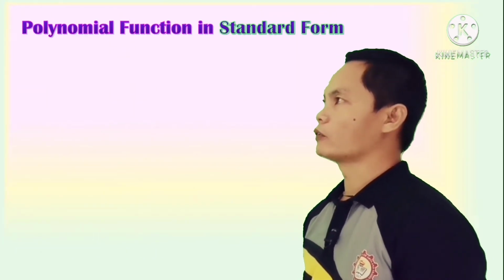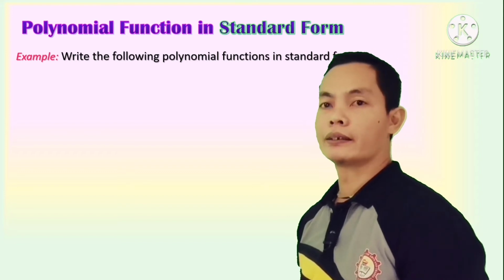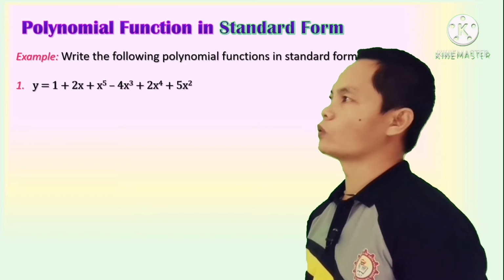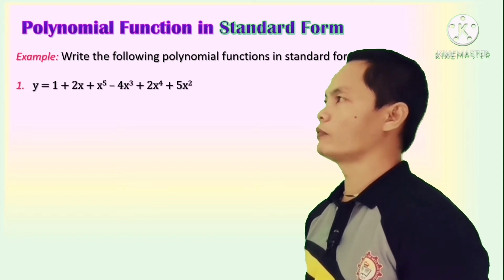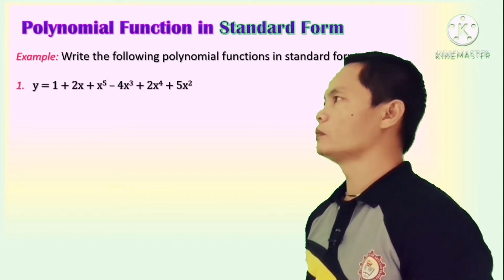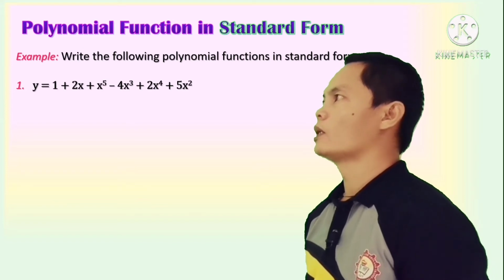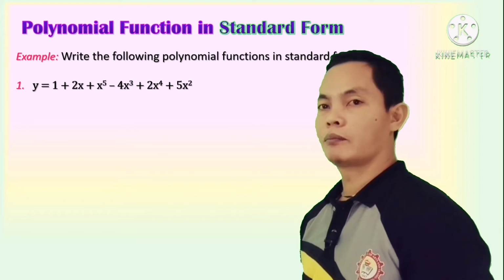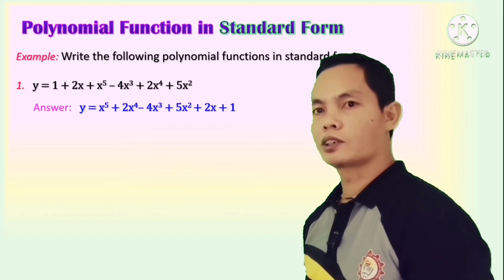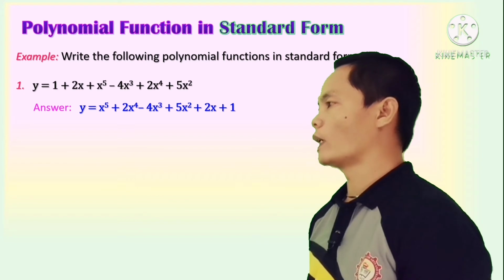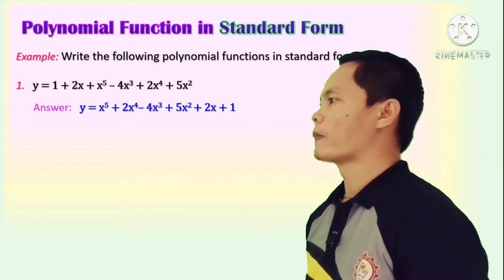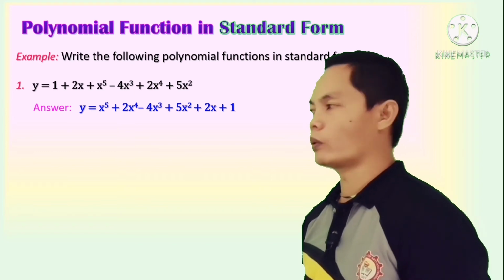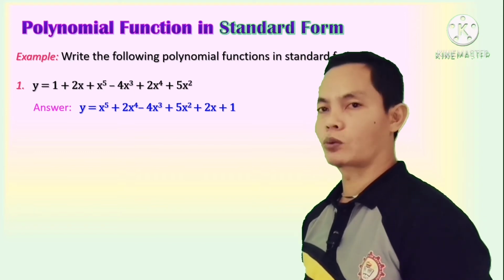Example, write the following polynomial function in standard form. Number 1, y equals 1 plus 2x plus x to the 5th power minus 4x cubed plus 2x to the 4th power plus 5x squared. The answer for that is simply rearrange from highest to lowest. We have the final answer, y equals x to the 5th power plus 2x to the 4th minus 4x cubed plus 5x squared plus 2x plus 1.